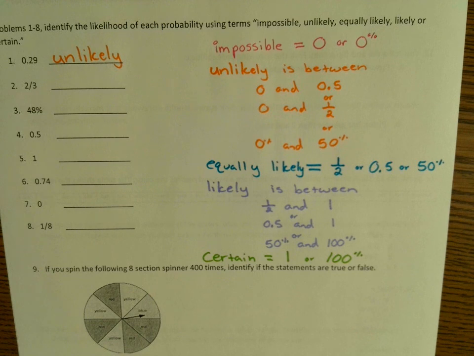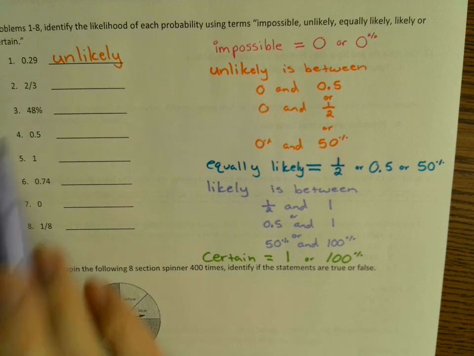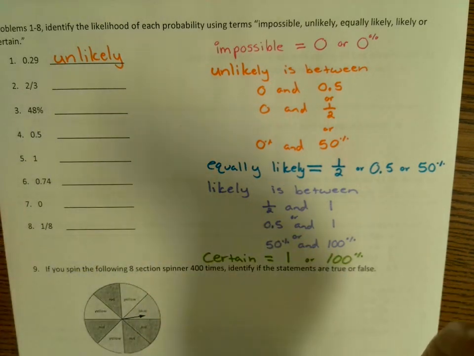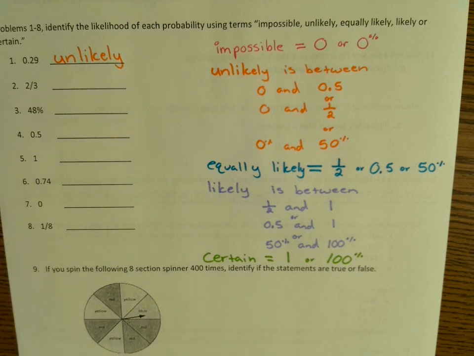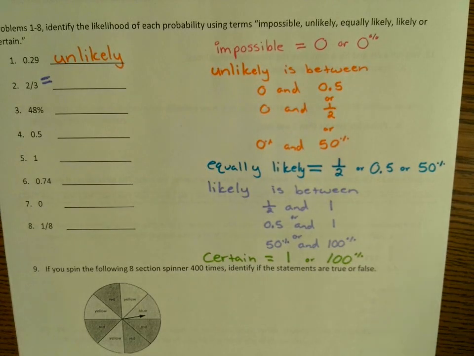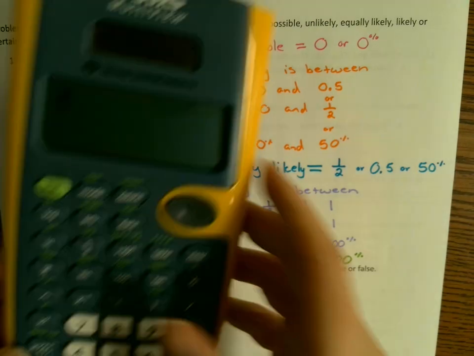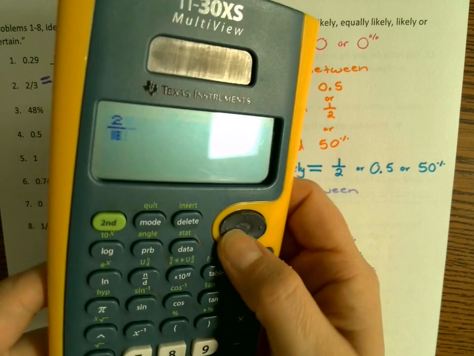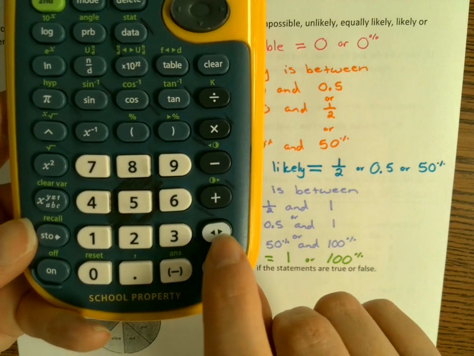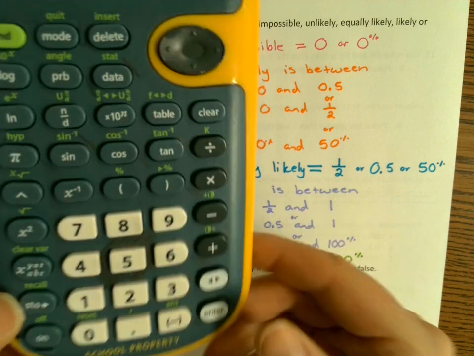Two-thirds. I had some kids last period say that they thought it was unlikely only because they didn't know what two-thirds was. So what can we do when we don't know what a fraction represents? What can we change it into? A decimal. You guys have an easier time comparing decimals than you do fractions. So let's convert it into a decimal. And again, as a reminder, when we are converting into a decimal, you just type your fraction in, and then we hit what magic button? The two arrows at the bottom. That's our little magic button that we press. When we hit that and enter, there's our decimal.